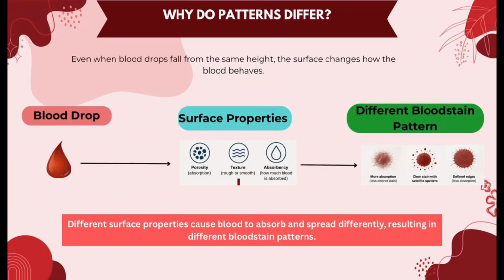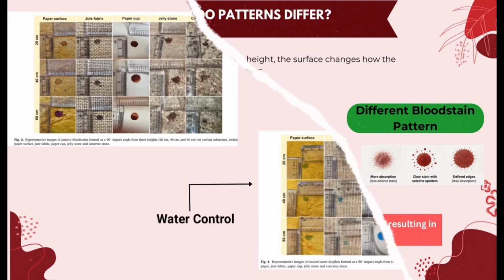So, why does this happen? Every bloodstain begins with the same blood drop. Once it impacts a surface, properties such as porosity, texture, and absorbency influence how the blood spreads. Consequently, different surfaces produce different bloodstain patterns even under the same experimental conditions.